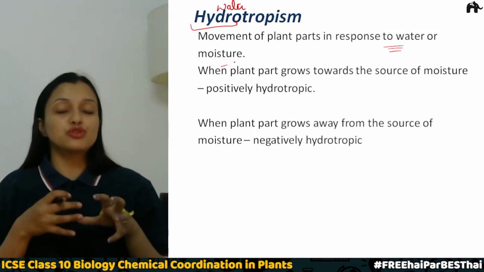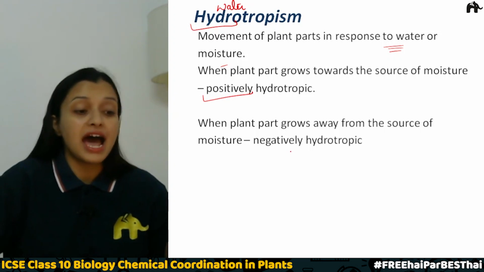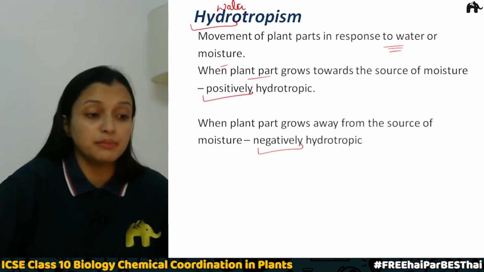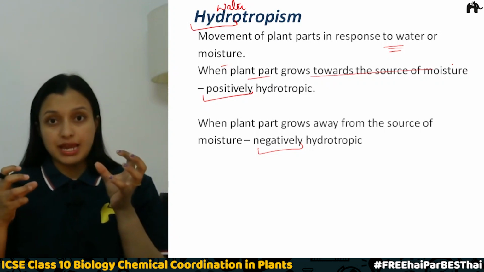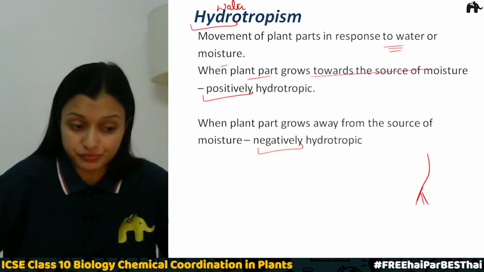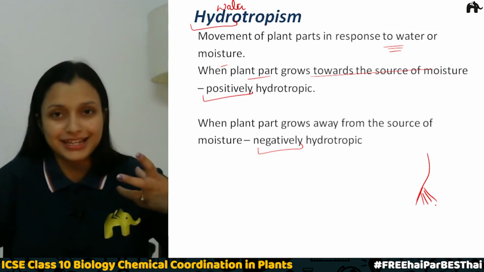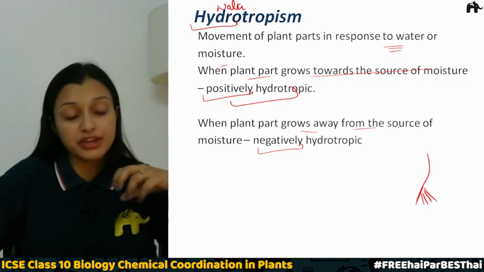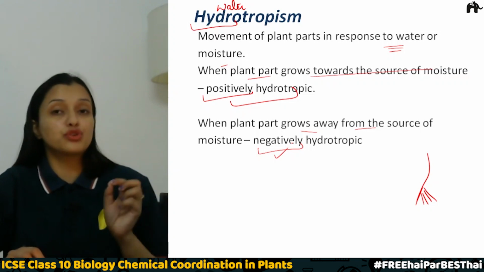If we talk about hydrotropism, there is positive hydrotropism and there is negative hydrotropism. In the case of positive hydrotropism, plant parts grow towards the source of moisture. Like if you see the roots, roots always grow towards the moisture because they have to absorb a lot of water. Clear? So those are positively hydrotropic, and the plant parts which grow away from the source of moisture, we call them negatively hydrotropic.